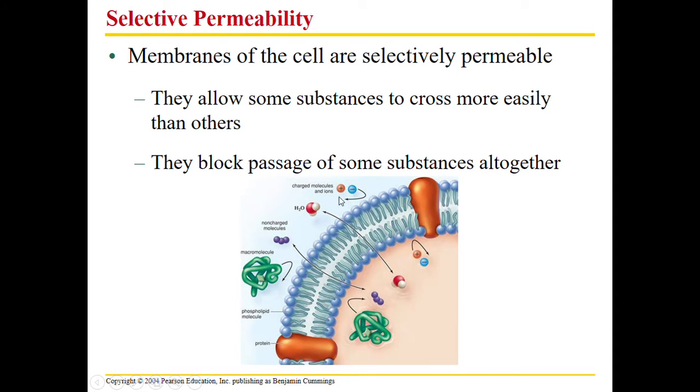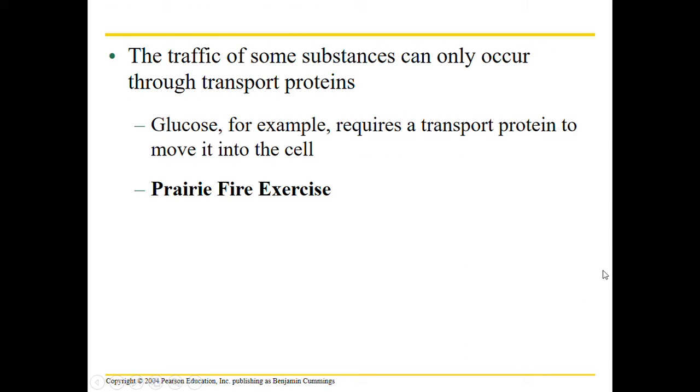And this image is pretty good at showing how charged molecules are repelled, macromolecules are not going to be going through. And same on this side. So sugar, for example, requires a transport protein to be able to get inside the cell. And for this, energy is required in the form of ATP to be able to get this sugar in through a transport protein.